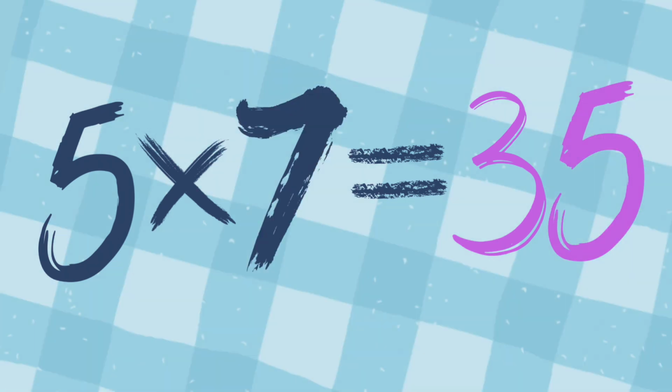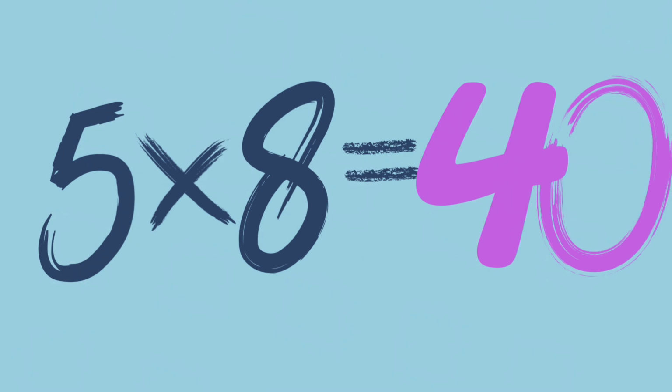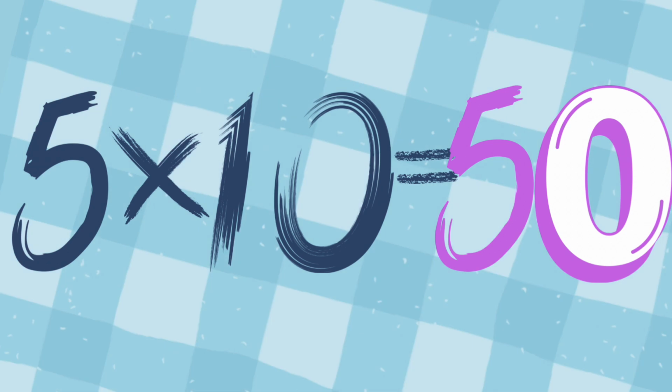5 sevens are 35, 5 sevens are 35. 5 eights are 40, 5 eights are 40. 5 nines are 45, 5 nines are 45. 5 tens are 50, 5 tens are 50.